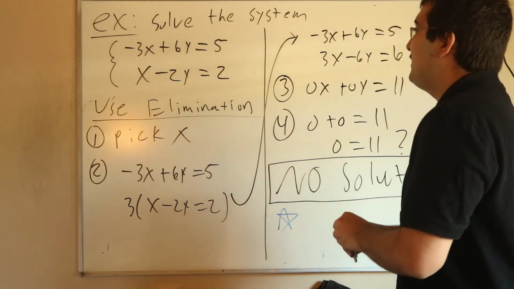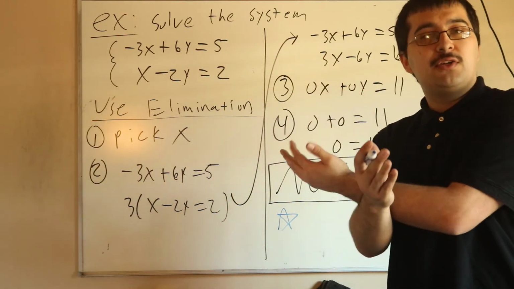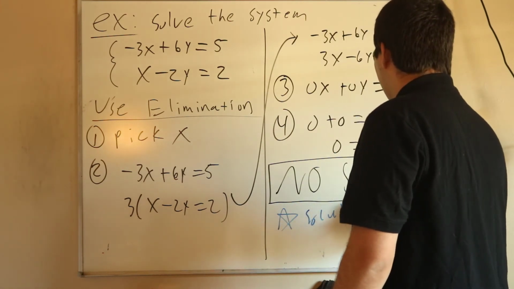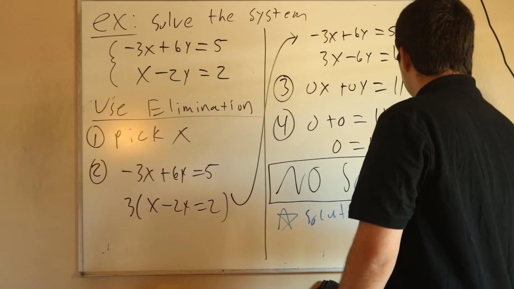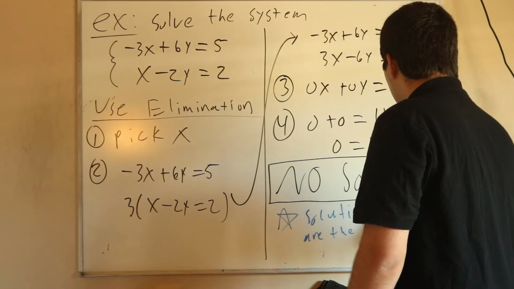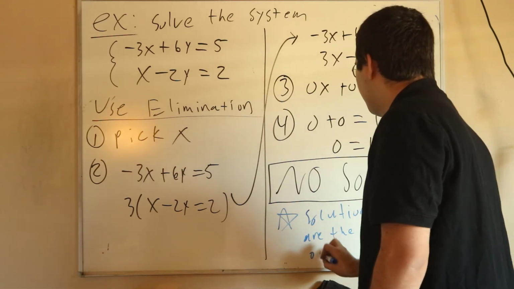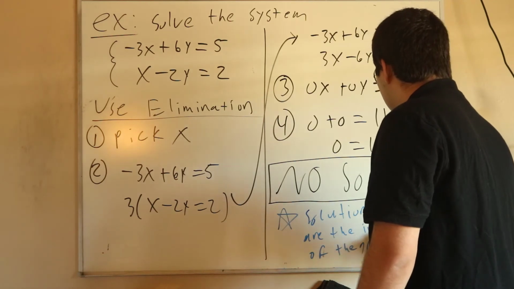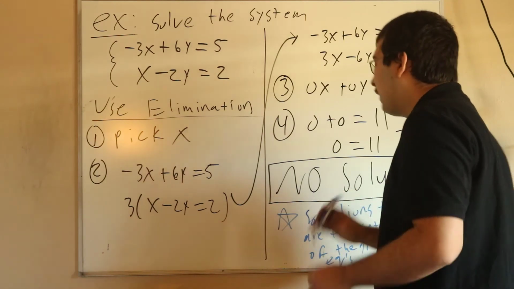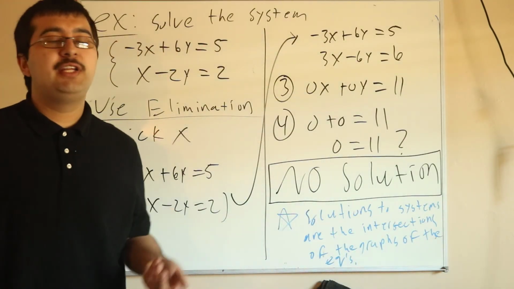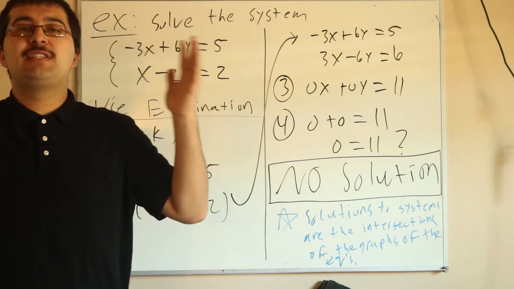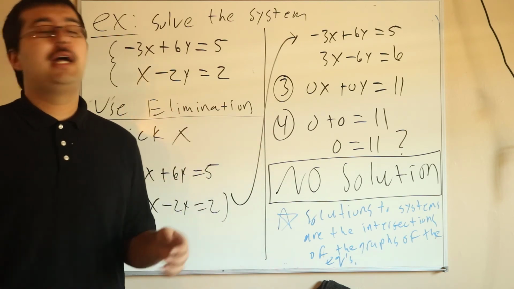For a quick graphical side tangent, the solutions to systems are the intersections of the graphs of these equations. So solutions to systems are the intersections of the graphs of the equations. So all it means for a system to have no solution, graphically, is that these two lines simply don't intersect. They're going to be probably something like parallel lines.